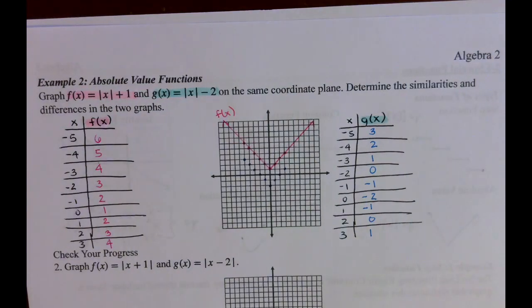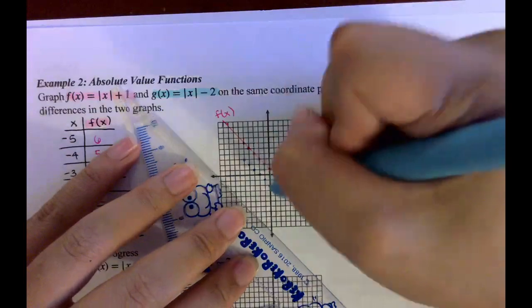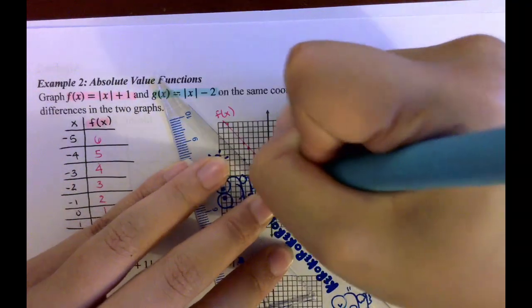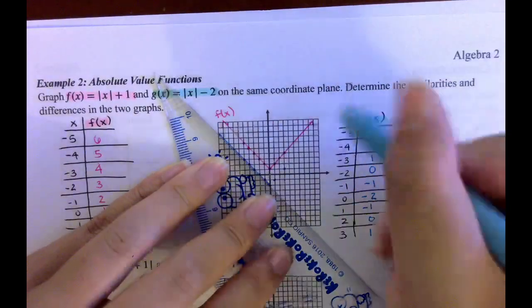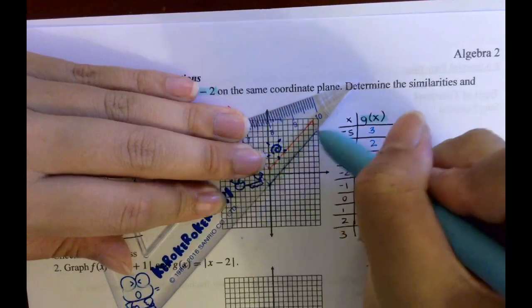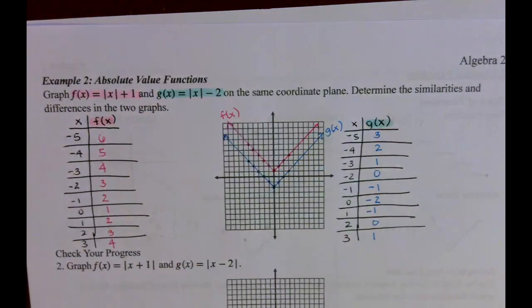Okay, so for your absolute value, you don't have to do as many points as me. You might want to do more. I would do however many until I can see the V shape for an absolute value function, because absolute value is V shaped. Okay, there you go. This is g of x. Okay, so here you can see my graph.